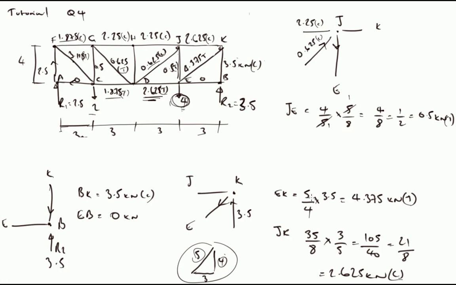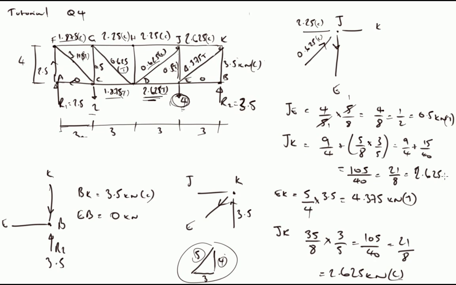Okay, and we can do a quick check for JK. JK is 9/4 plus 5/8 times the ratio 3/5, which is 9/4 plus 15/40, which gives us the one. So it's 90/40 plus 15/40, so that's 105/40, which gets us to that 21/8, which gets us back to the 2.65 kilonewtons in compression, which confirms this one as well. Okay, so now we've resolved all the forces in that truss.